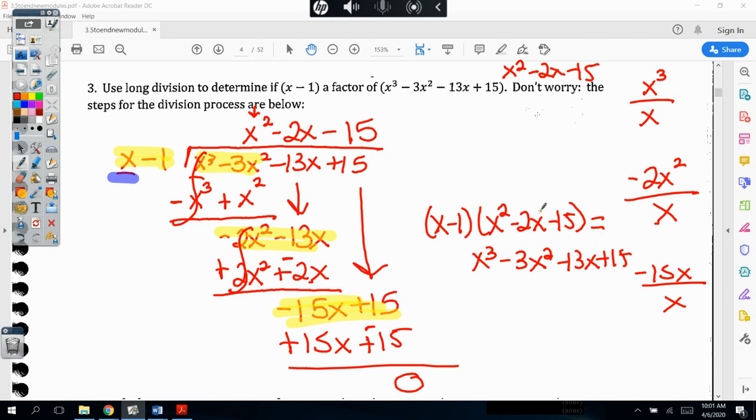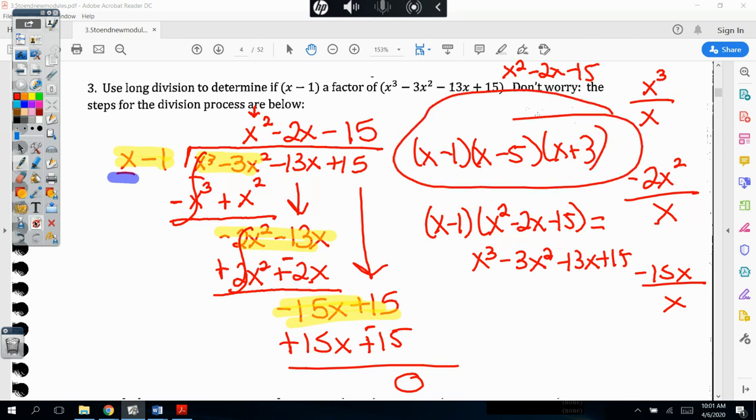I could go even further if I wanted to, but they did not ask me to, because this guy factors. I could say x minus 1 times x minus 5 times x plus 3 equals this guy, but they didn't ask me to do that. That's just a little bit of extra that we're going to be doing eventually.